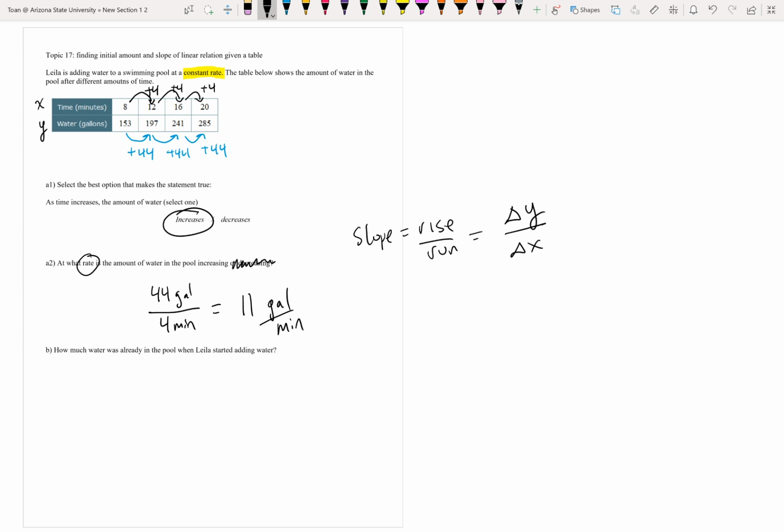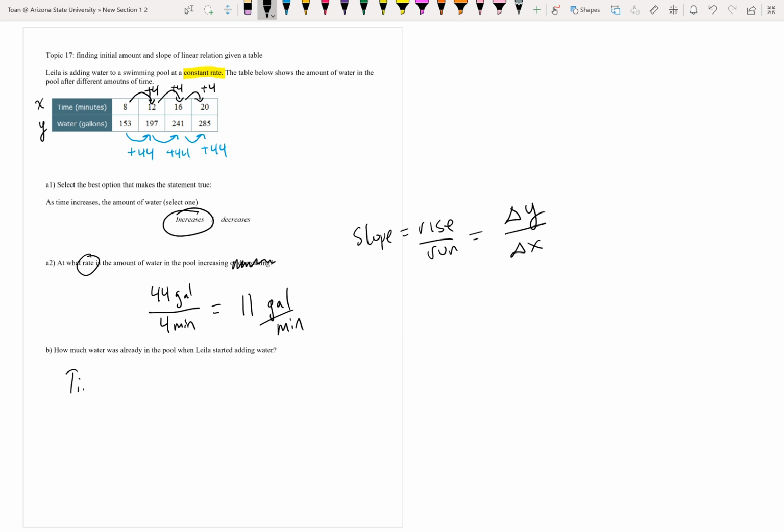Question B, how much water was already in the pool when Lila started adding water? So it's asking us to figure out how much water was in the pool at time equals 0. But here's the problem. The table doesn't show 0. Well, since you know that it's constant, all you have to do is count backwards, right? I don't want to delete all these arrows up here, so I'm just going to quickly jot down the table again. You don't have to do this, but I just want to do it for the notes purposes.